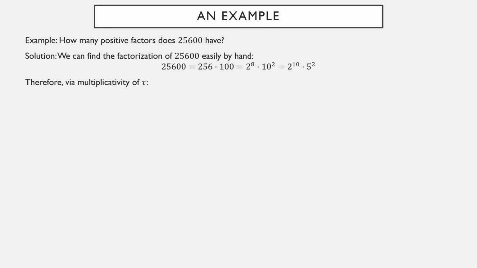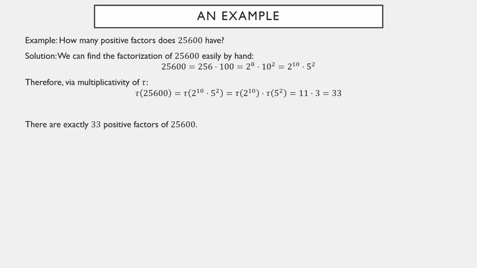Since tau is multiplicative, tau of 2 to the 10th times 5 squared is just tau of 2 to the 10th times tau of 5 squared. But we know how tau acts on prime powers. It's the power plus 1. So tau of 2 to the 10th is 10 plus 1, and tau of 5 squared is 2 plus 1. 11 times 3 is 33. There are 33 distinct positive factors of 25,600.